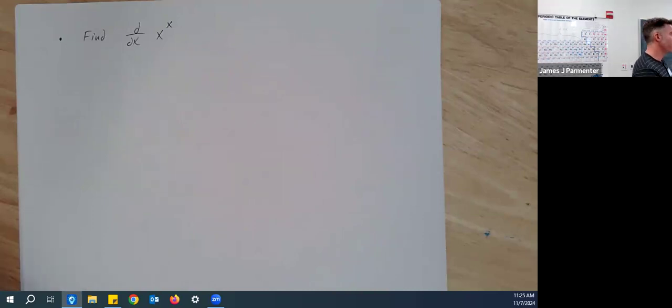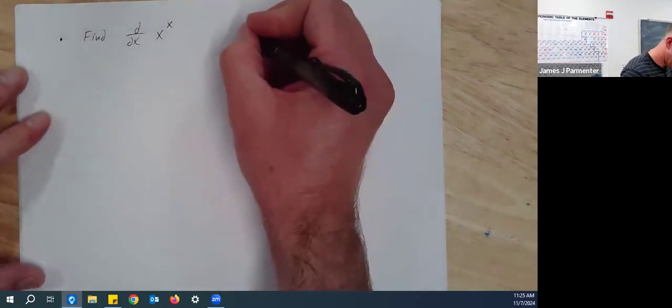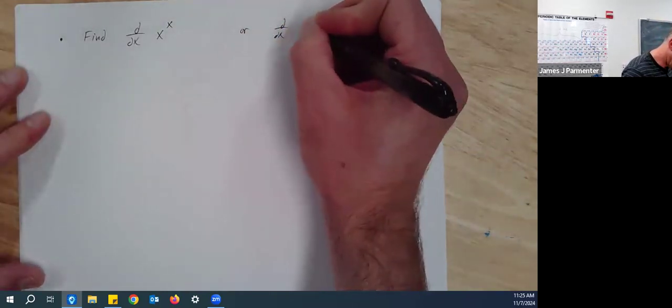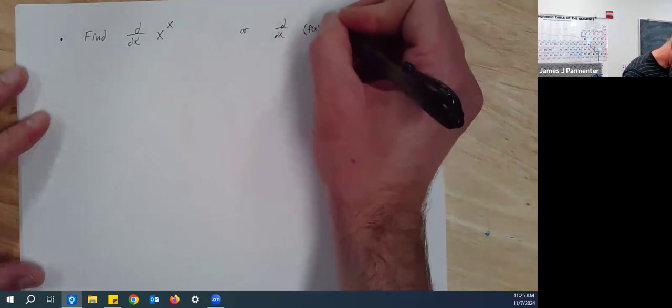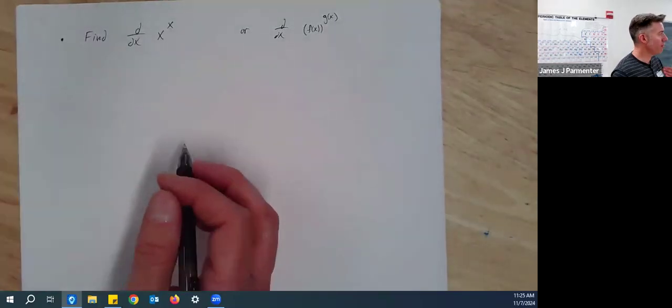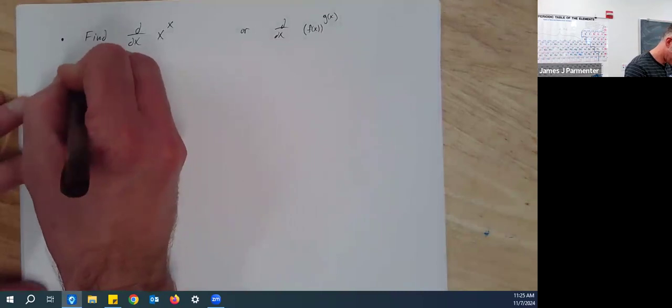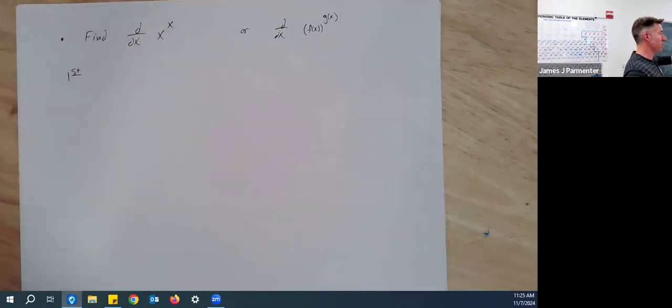When you have a variable in both your base and your exponent, you're kind of stuck. So this is a problem that requires the process of logarithmic differentiation. So here's what we're going to do. Whenever you have the derivative of some function of x raised to another function of x, the process is the following. Start by writing whatever your function is as y equal to that. You have to have an equation here to make this really work.